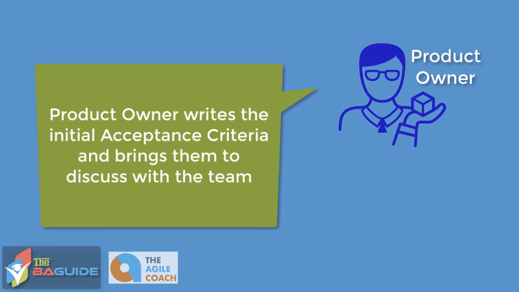The product owner writes the acceptance criteria and brings them to the team, and they decide and come to a common agreement on what acceptance criteria should be part of that user story. So let's look at an example.